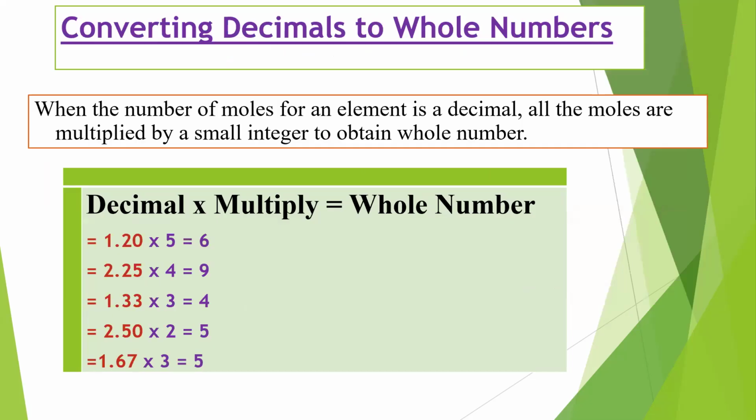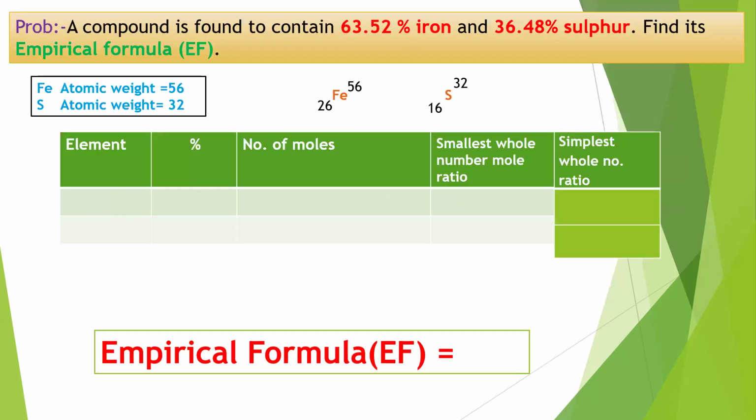Sometimes how we have to multiply, I gave one example: 0.2, then you have to multiply with 5, then 0.25, like this, 4, 3, 2. So do some problems. I gave one problem. A compound is found to contain 63.52% iron and 36.48% sulfur. Find its empirical formula. Please do it.